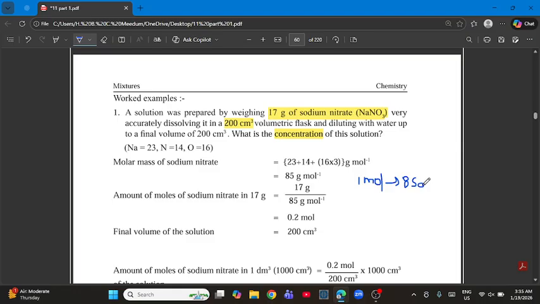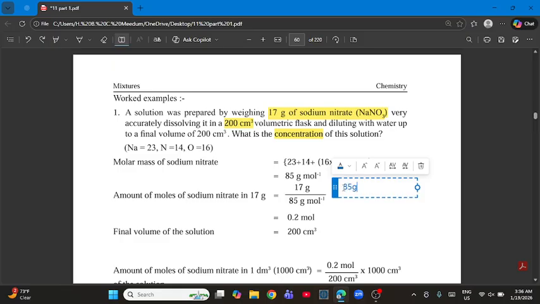Therefore, how many moles are there in 17 gram? Or we could write it the other way around like this. Let's use this one. Let's use 85 gram like this. 85 gram contain 1 mole. Therefore, 17 gram.